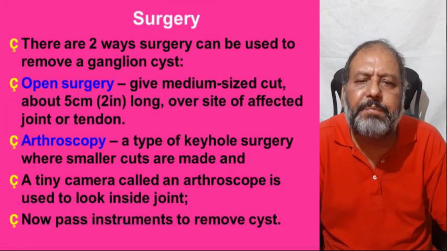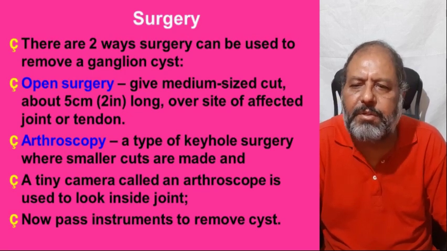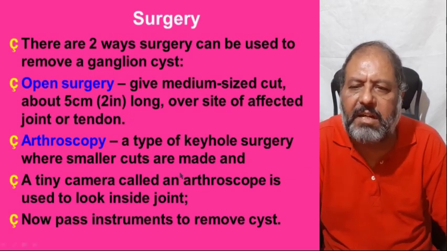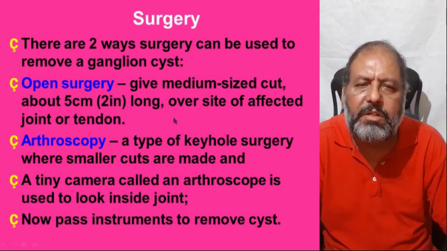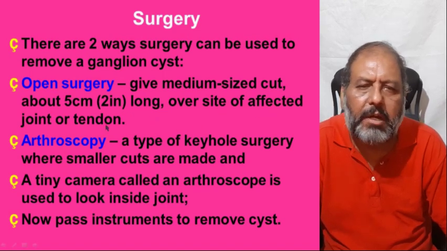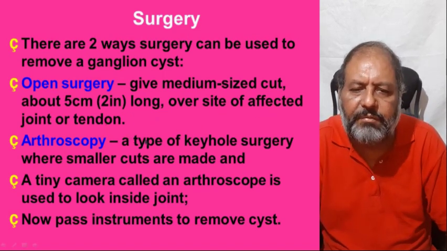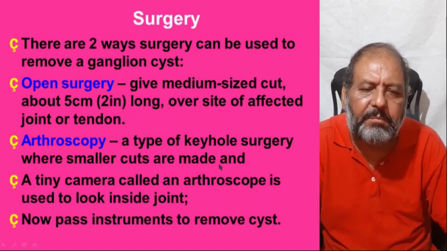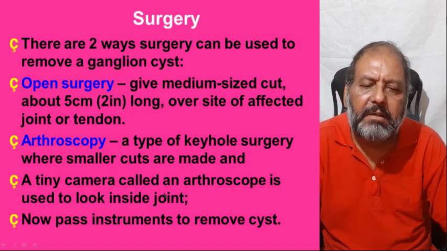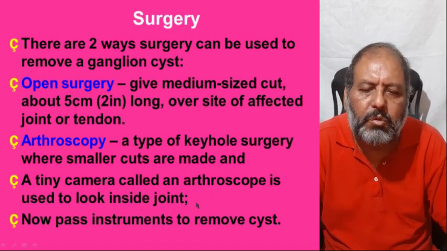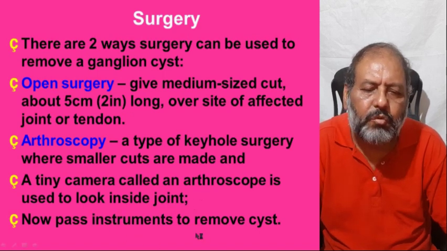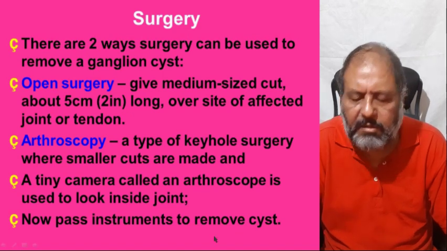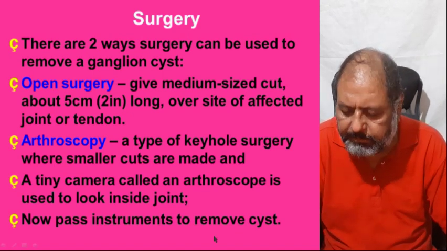Then surgery. There are two ways that can be used to remove a ganglion cyst. One is open surgery, which gives a medium-sized cut about 5 centimeters or 2 inches long over the site of the affected joint or the tendon. The other way is arthroscopy, a type of keyhole surgery where smaller cuts are made and a tiny camera called an arthroscope is used to look inside the joint. Then pass the instrument to remove the cyst, as we do in laparoscopy for removing the gallbladder.